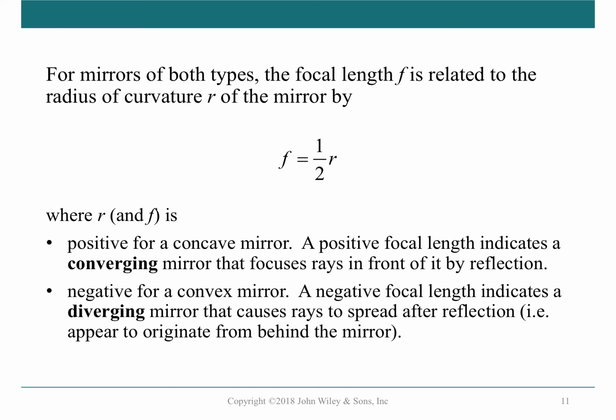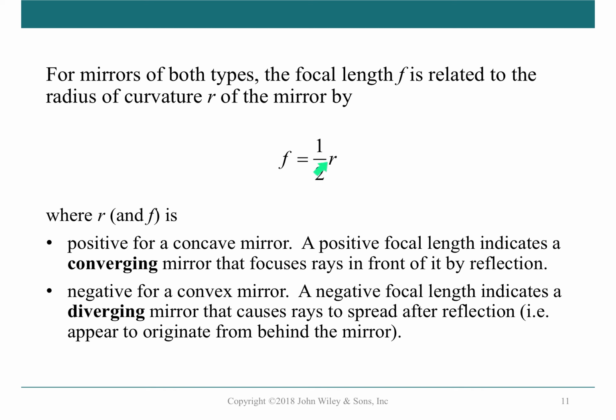As a consequence, the focal length for a concave mirror is also a positive value, and a concave mirror will have a focal point on the same side as an object to be imaged. A positive focal length indicates a converging mirror, one that focuses light rays in front of it through reflection.